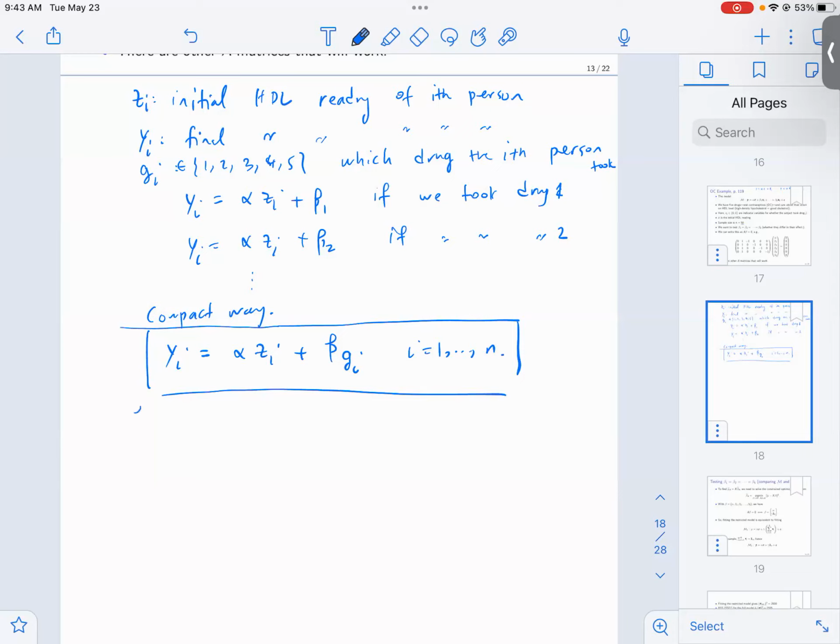So we have beta 1, beta 2, beta 3, beta 4, beta 5. These are the coefficients, or like alpha, and these are the unknown parameters. And you can see Gi is in 1 to 5, so it selects one of these betas. So that's one way of writing the model. It's compact and it tells you what you're doing. Basically, the drug modulates the intercept.